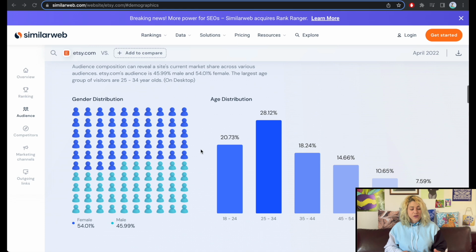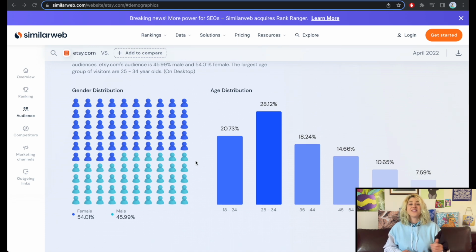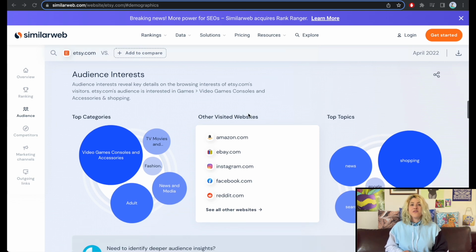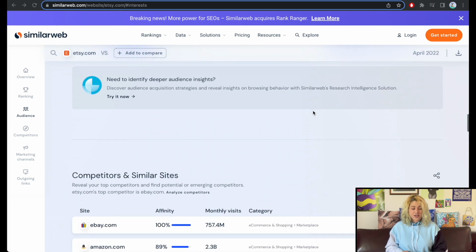If I go down below, I am seeing that 54% of the views for Etsy are from female and 45.99% are from men. We have most of the views, the biggest chunk, from 25 to 34, but we also have a lot of young people entering Etsy from the ages of 18 to 24 and a lot of people from the age of 34 to 44. That is indeed the ages that you will be targeting when you design anything on Etsy. If I scroll down below, you can also see that other visited websites are Amazon, eBay, Instagram, Facebook, and Reddit. It doesn't really give us that much information.